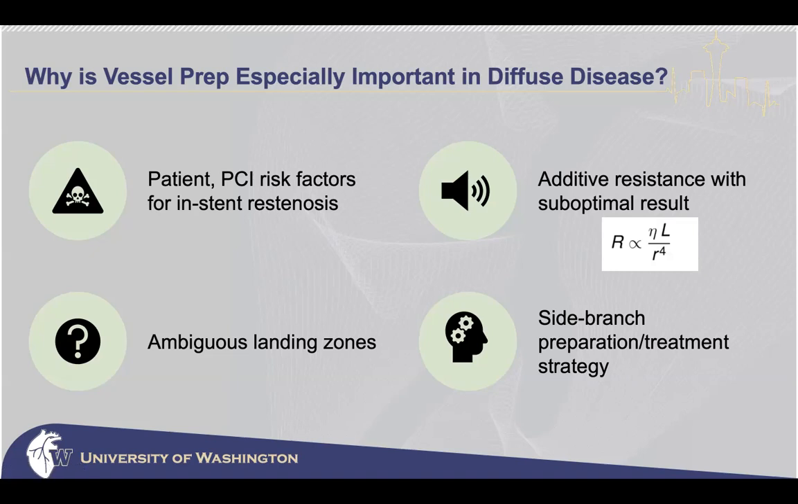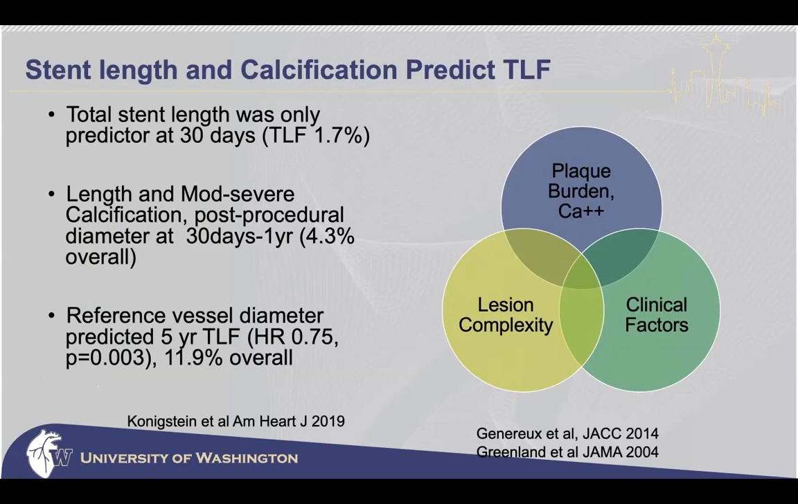All those things are important, of course. In addition to that, we're just more likely to be dealing with side branch disease and a higher degree of plaque burden or diffuse nature of the disease, which can emphasize the importance of vessel prep to both reduce plaque shift and may affect our treatment strategy, or pre-treating those side branches to avoid a two-stent strategy in some cases.